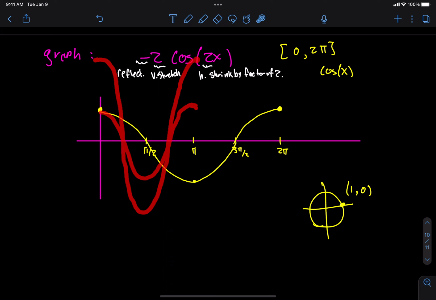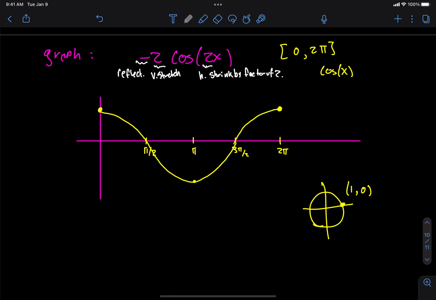And then reflection is going to reflect us about the x-axis. So what's going to happen is, look, this point is where the input is 0. If the input is 0, the inside is 0. Cosine of 0 is 1. Multiply that by -2 to say, okay, the height of this point is 1. The new height of our new graph should be -2.